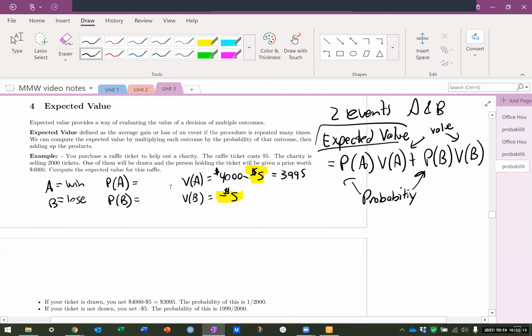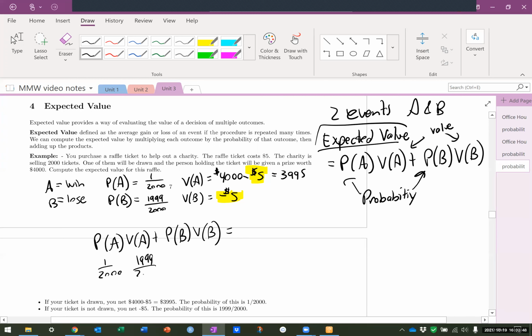So let's find out our probabilities now. What's the probability of getting this winning raffle ticket? Notice there's one winning raffle ticket out of 2,000. So that is the probability of winning. And the other 1,999 tickets will cause you to lose. So to put this all together, you would say probability of A times value of A plus probability of B times value of B.